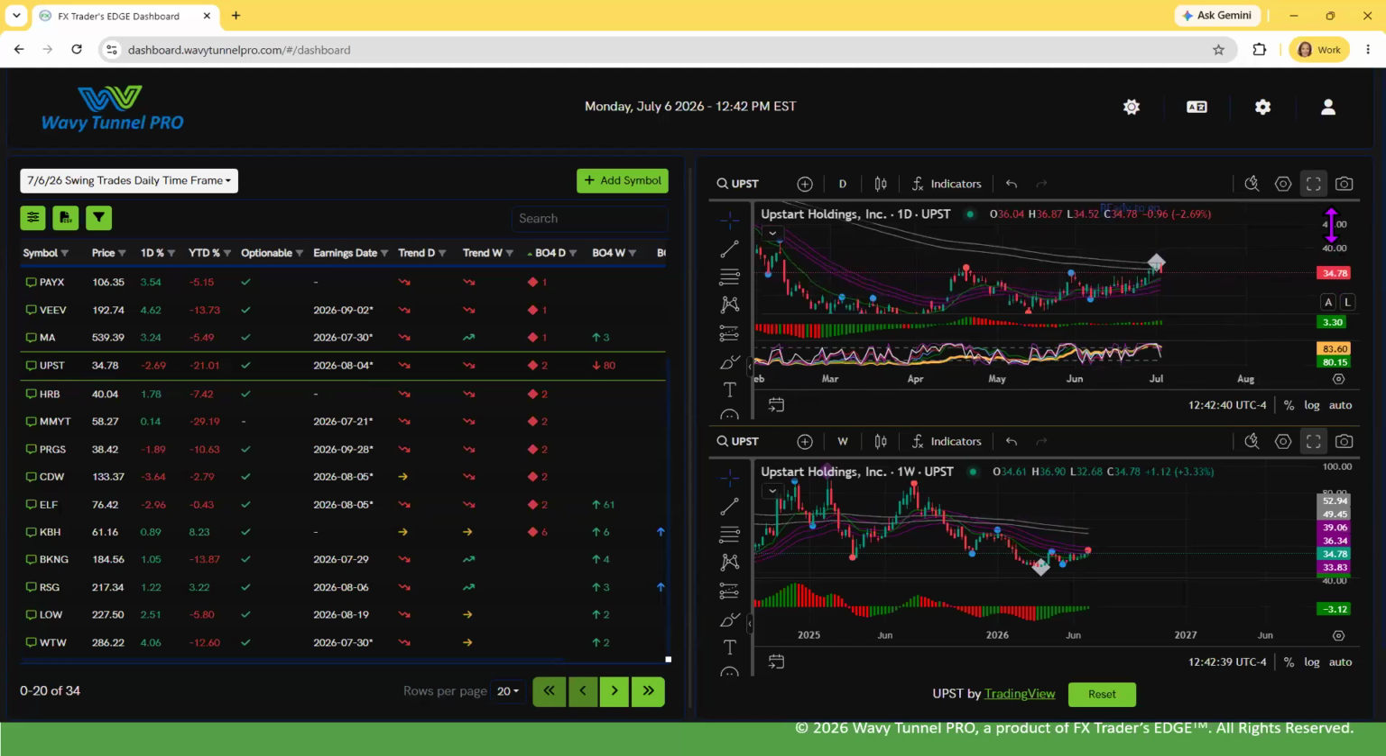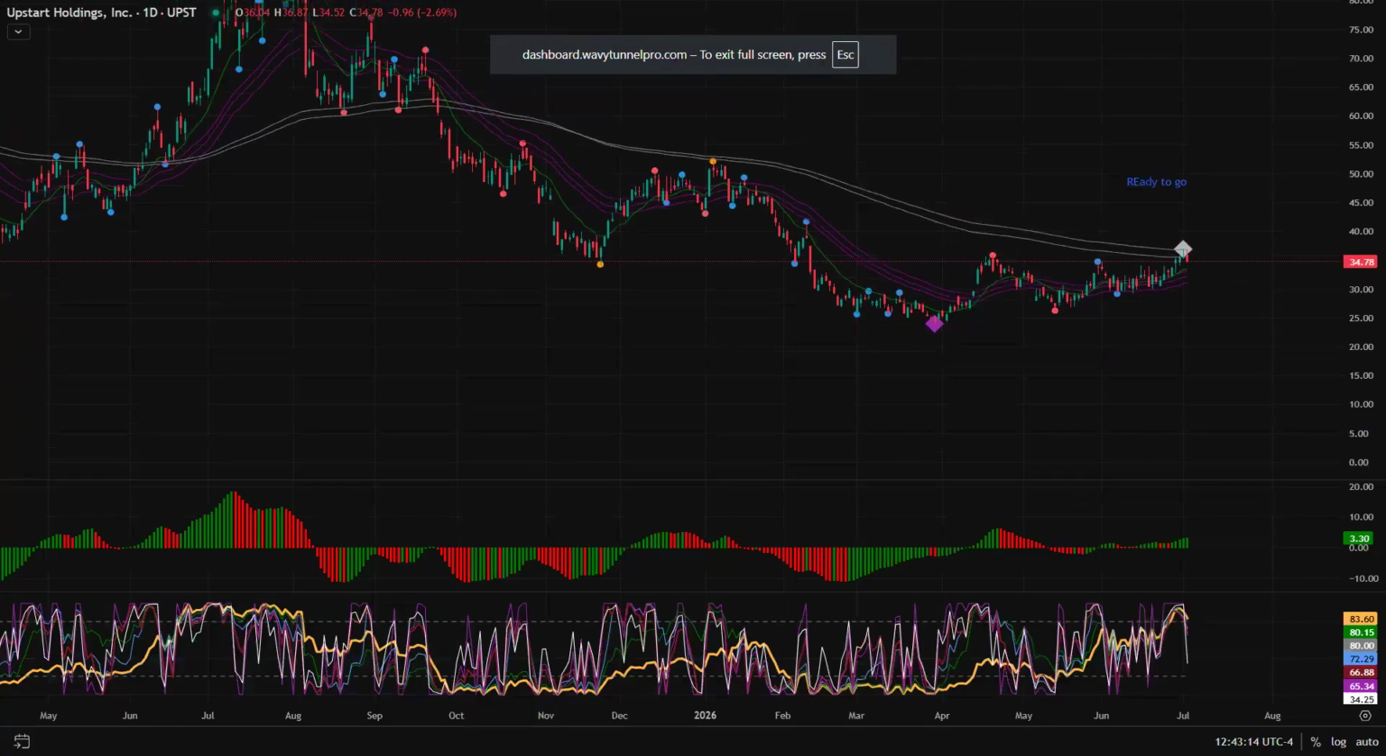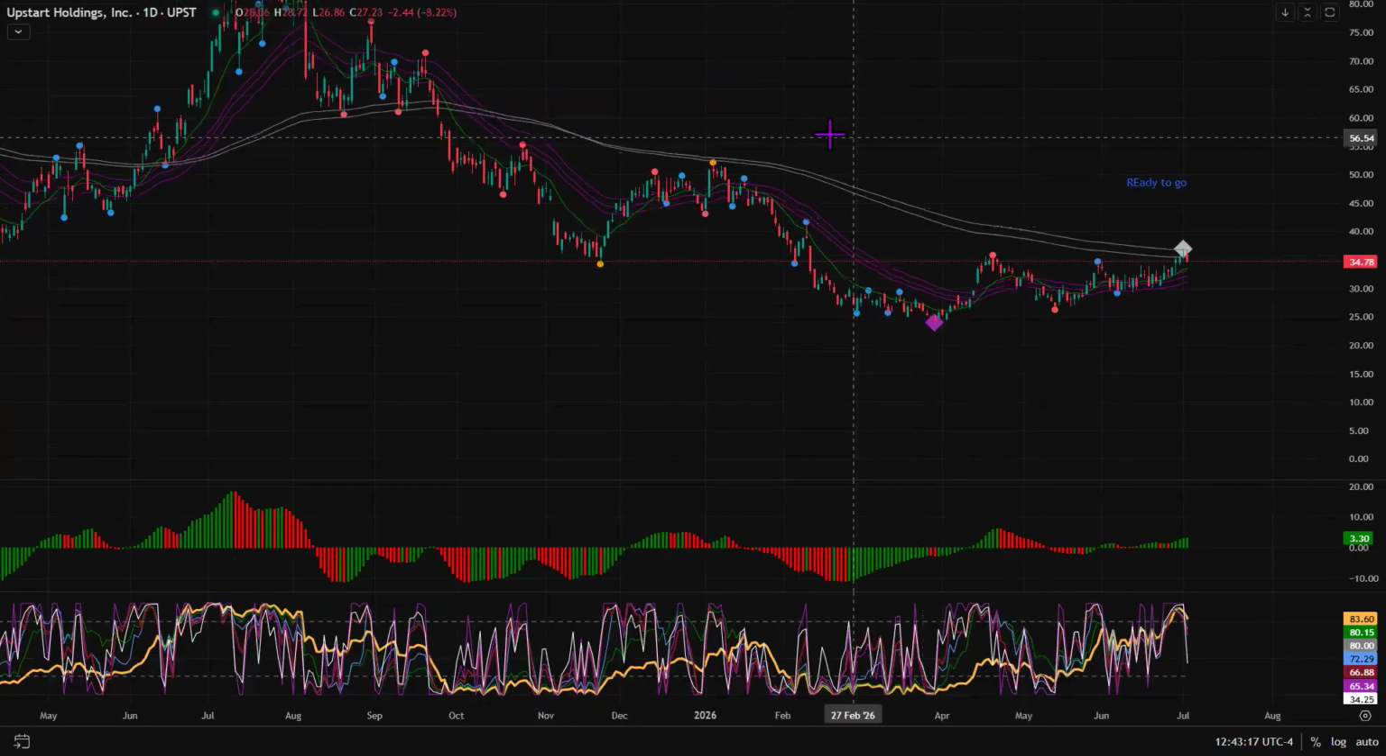Upstart. This was one that might have potential to trade lower. Let me see where price is trading currently. We're currently trading a little bit lower than we were. Let's just open this up. This is the daily.